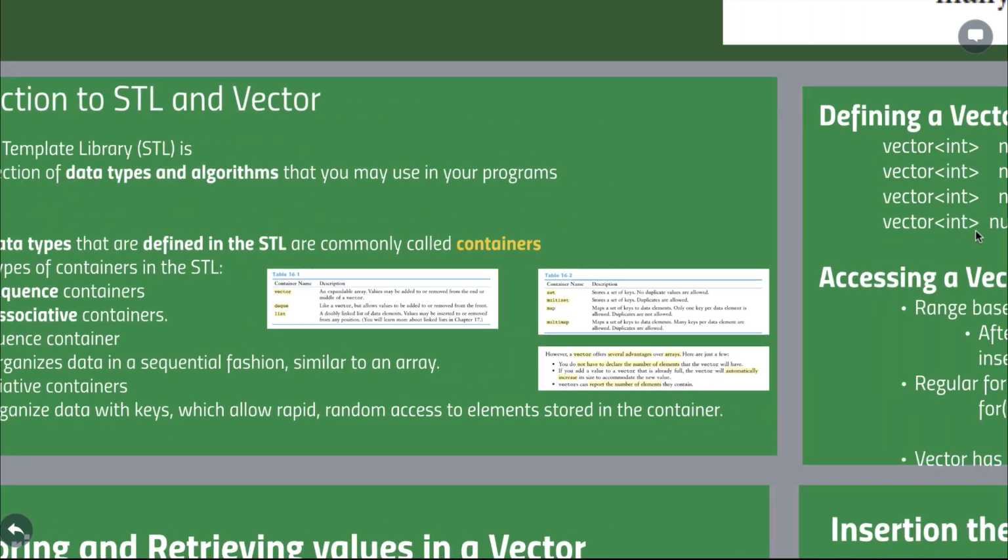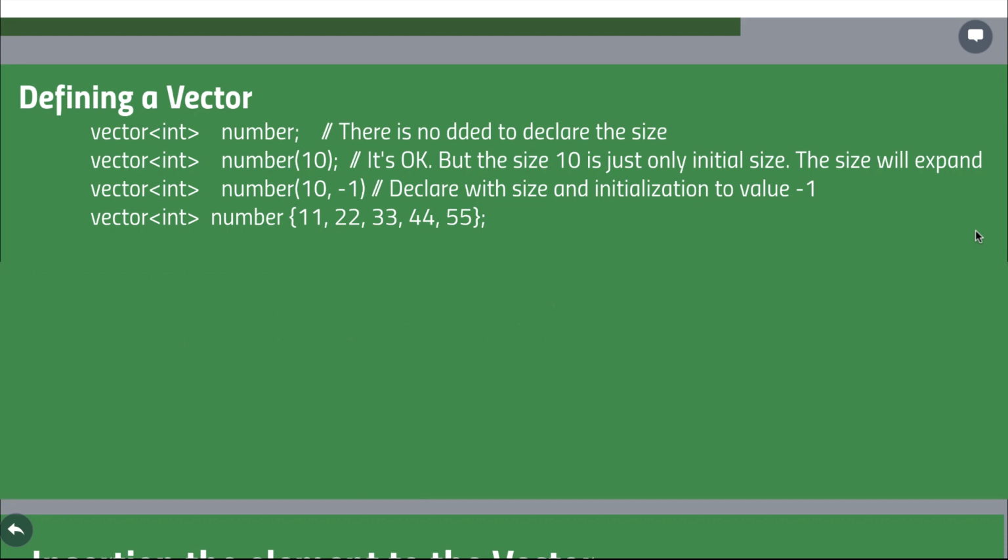Now take a closer look at a few examples for the declaration and initialization of vectors. Here are a couple of ways to declare vectors. The first one is to declare the vector without the number of elements. In this case, the vector is declared, but there are no elements in it. The second example is to declare the vector with 10 elements, but the number of elements can be changed if we add or delete elements.